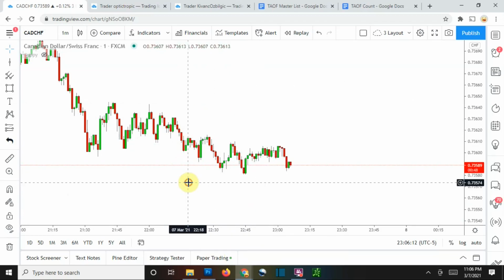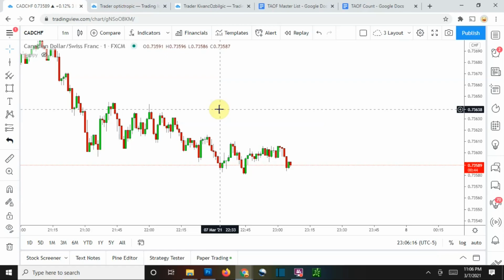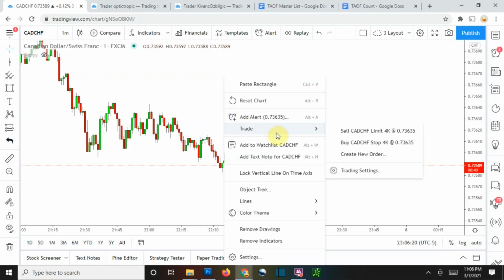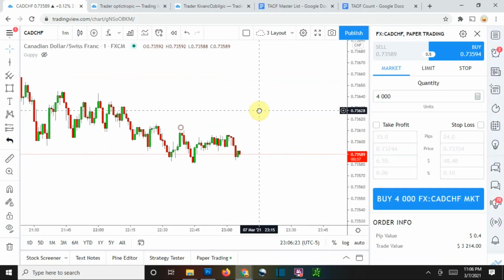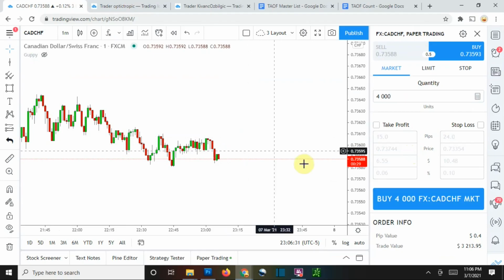And so it's pretty simple setup. I'm on a 1-minute chart right here. And so we'll go ahead and we'll take a look at how this functions. So if I right click on the screen, go here to trade and create an order, you can see here that it pulls up this little tab over here at the side that gives me the ability to then place orders as I see fit.